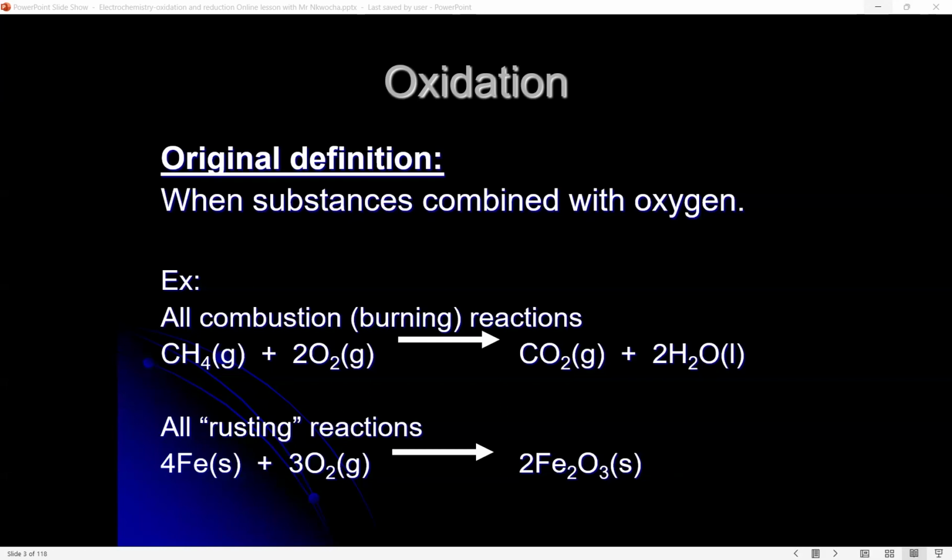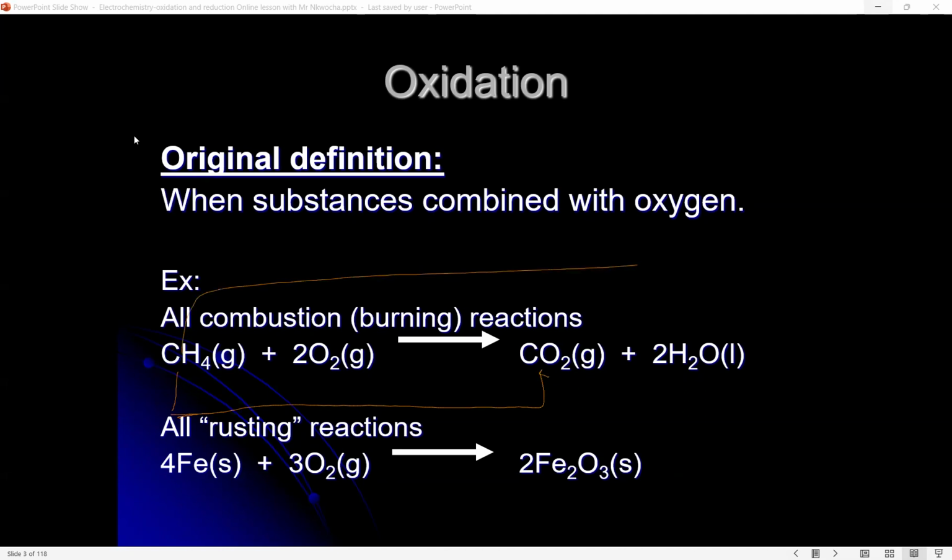If you look at this equation, this is methane. There was no oxygen here. But let's take a simple look at that. See, here, there's oxygen added.